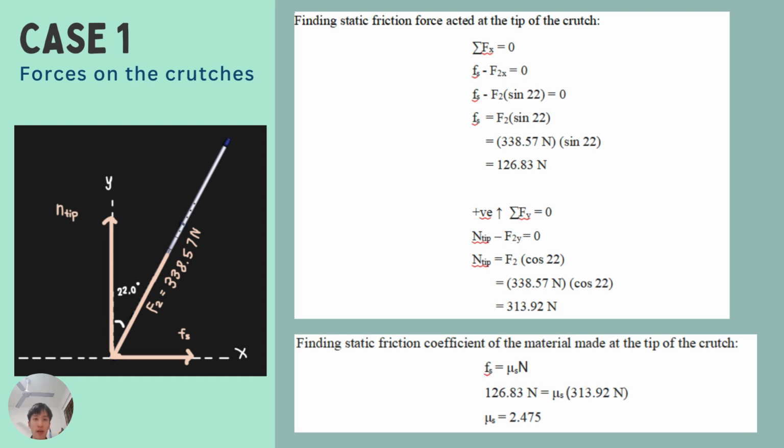Since we have the value of Fs, the static friction force, and N, the normal force, we can compute the value of mu s, the static friction coefficient. So the static friction coefficient is 2.475. The static friction coefficient is determined by the material of an object. Logically speaking, the material at the tip of the crutch is rubber, right? So we can compute that the static friction coefficient of rubber is within this range, which is 2.475.